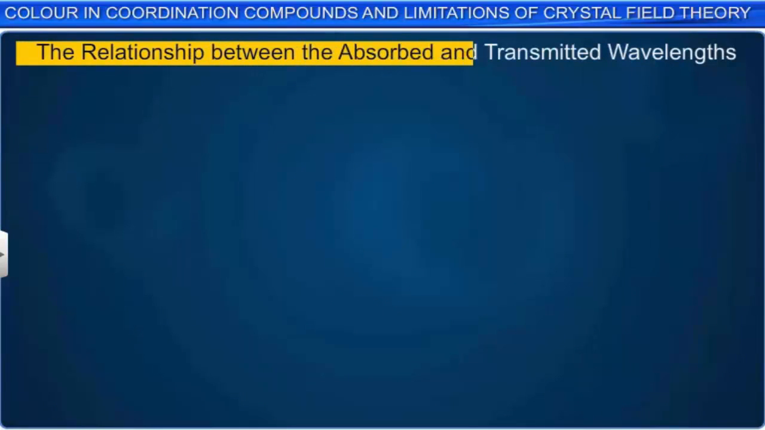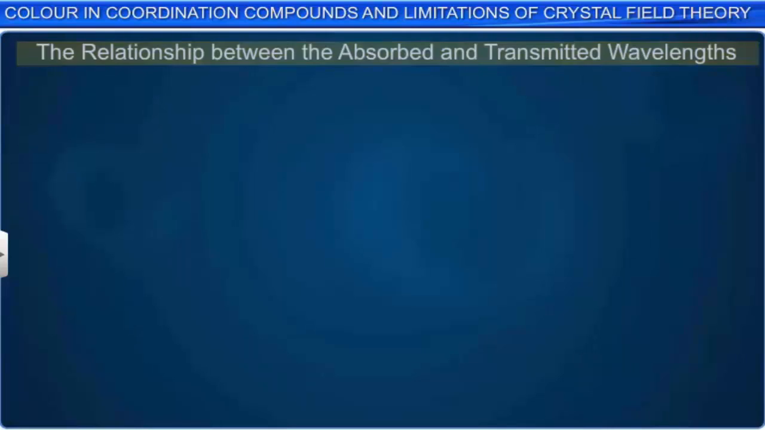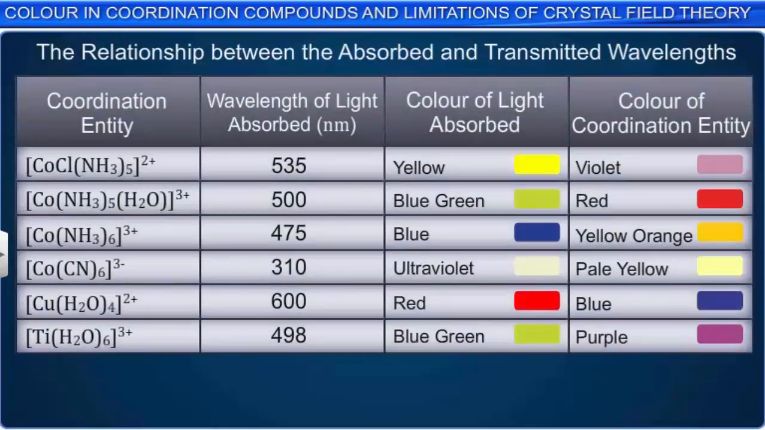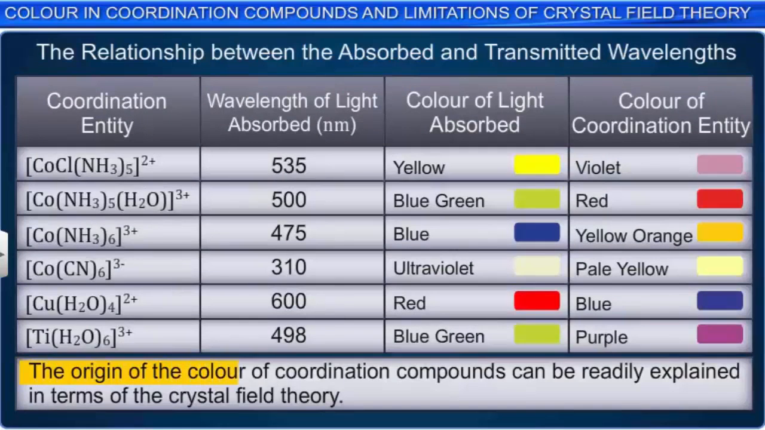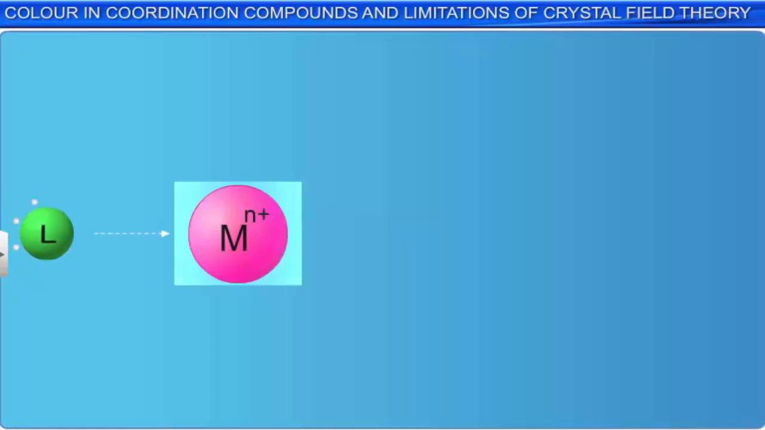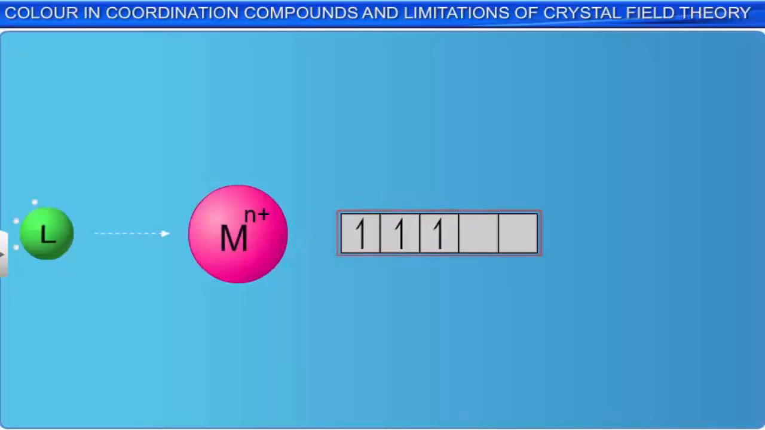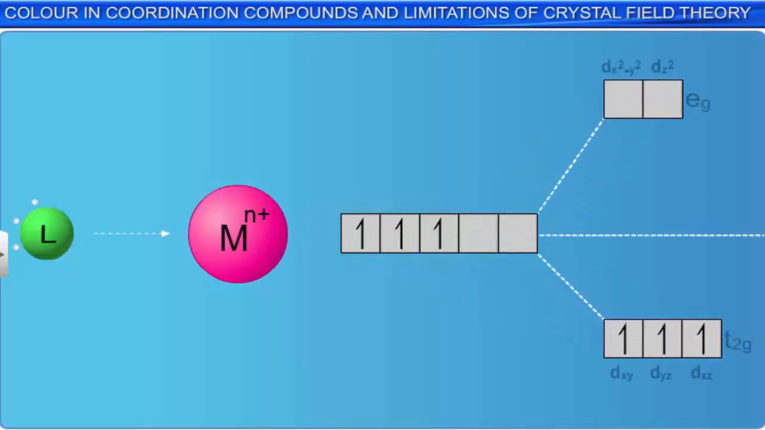The origin of the color of coordination compounds can be readily explained in terms of the crystal field theory. As you have studied in the previous module, when a ligand approaches the metal ion containing unpaired electrons, the five degenerate d orbitals separate into two distinct energy levels, namely t2g and eg. When light of sufficient energy is incident on the metal ion, the electron in the low-energy t2g orbital absorbs energy and gets promoted to the higher eg set of orbitals.